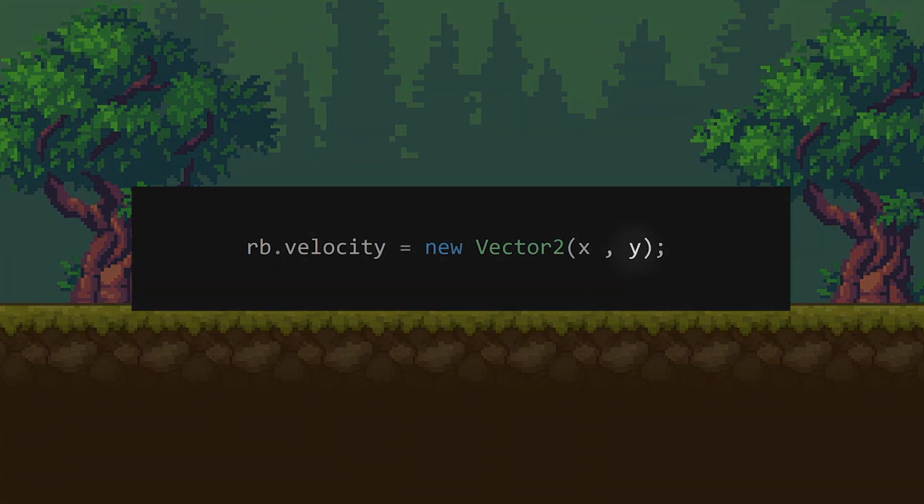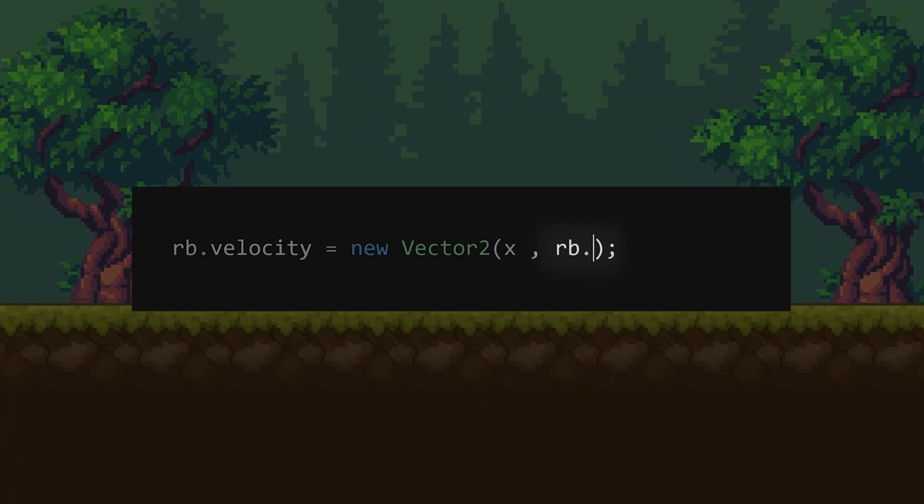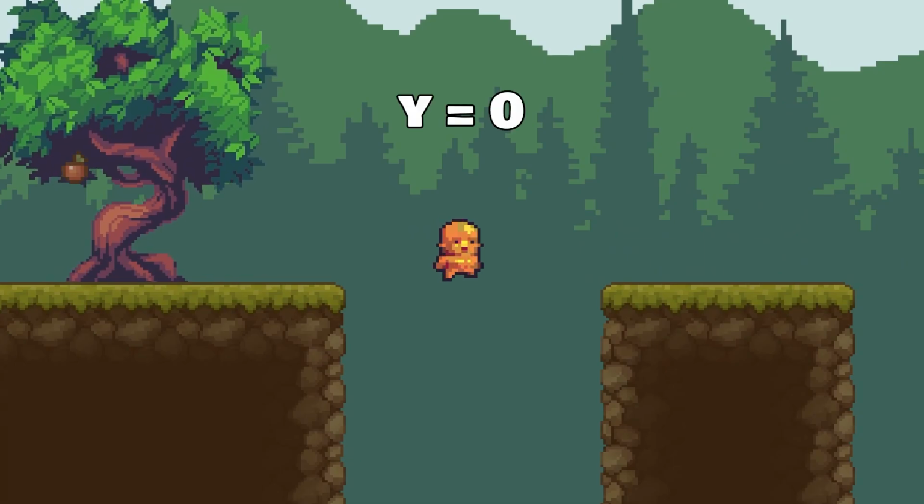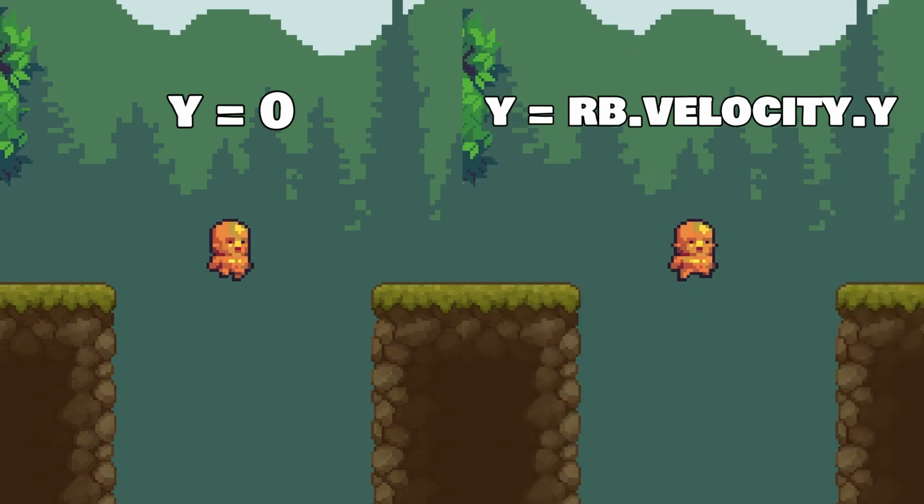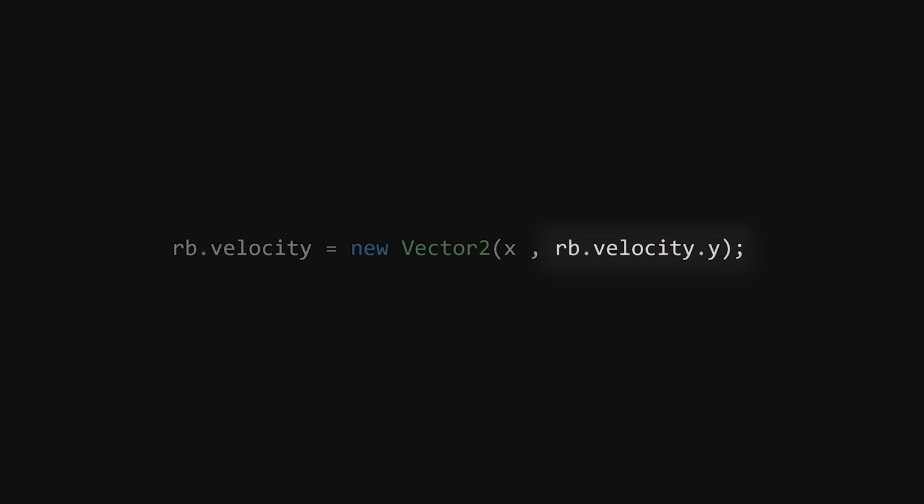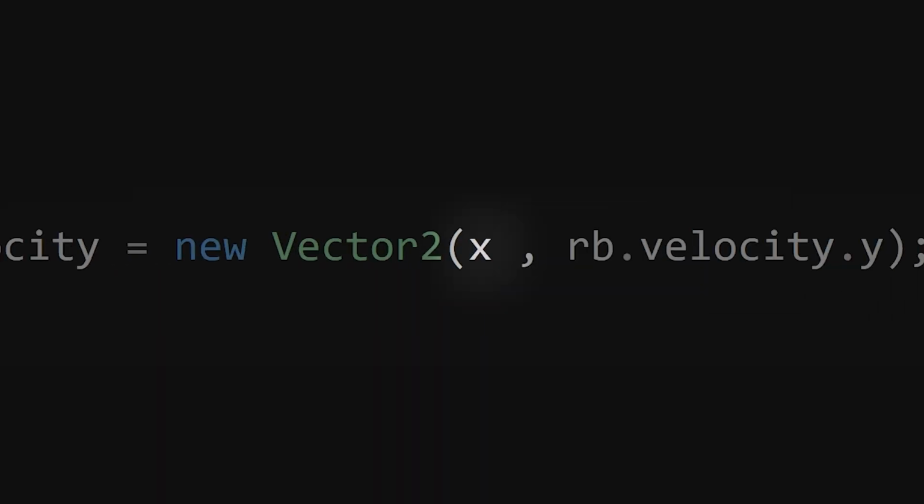So for our Y value, let's pass in the rb.velocity.y. If we were to put in 0, then we would not be able to fall anymore. But because our Y is now equal to whatever the Rigidbody says our Y should be, we can still fall using gravity. So let's use that for our Y and let's only affect the X.